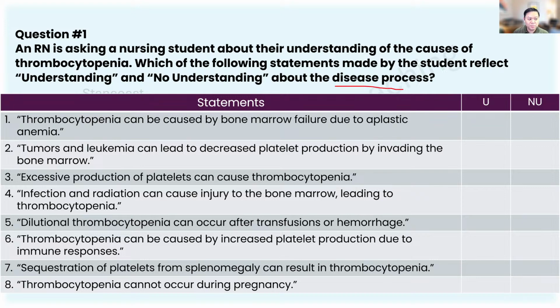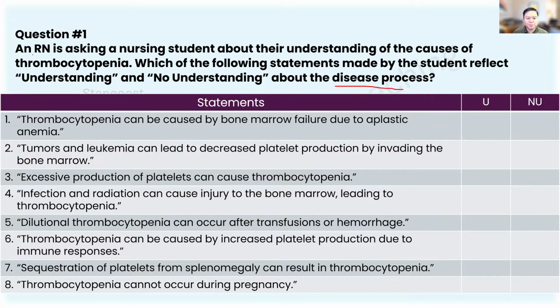Because the question basically asks you to check if the student's statements reflect either understanding or no understanding. Okay, so number 1: thrombocytopenia can be caused by bone marrow failure due to aplastic anemia.